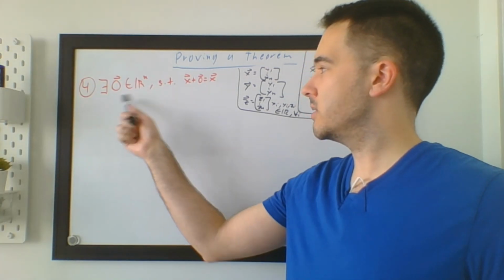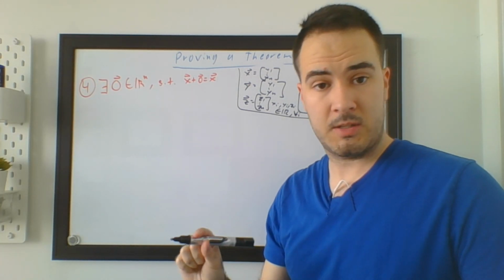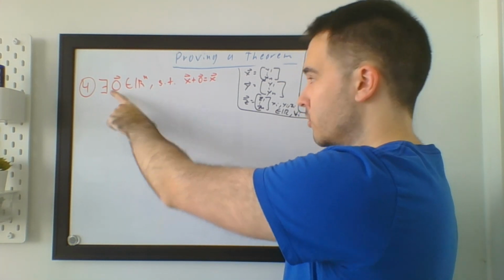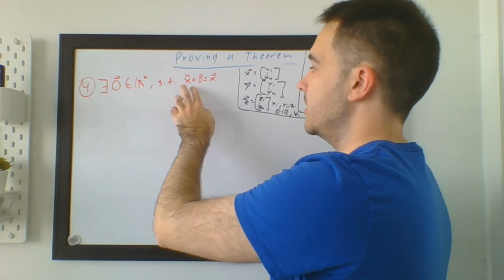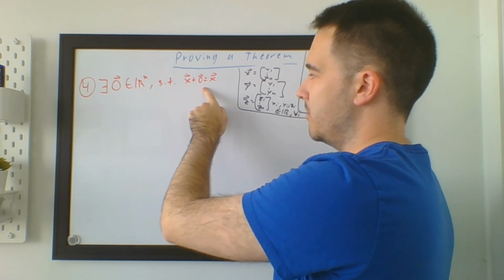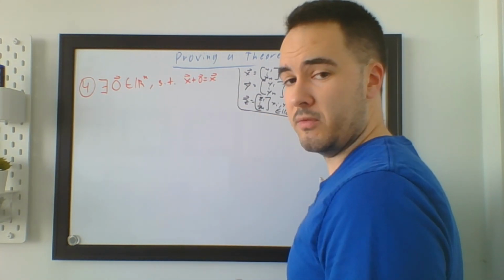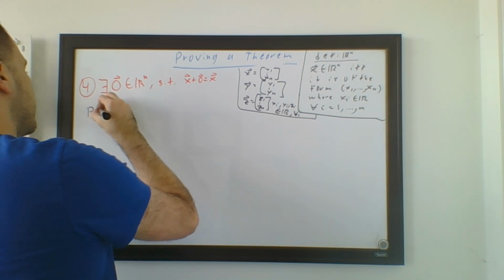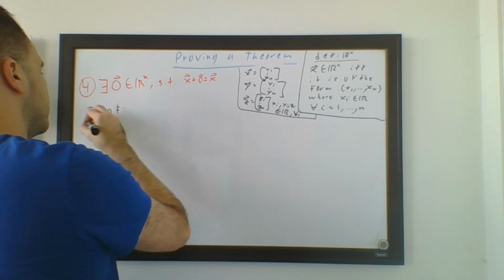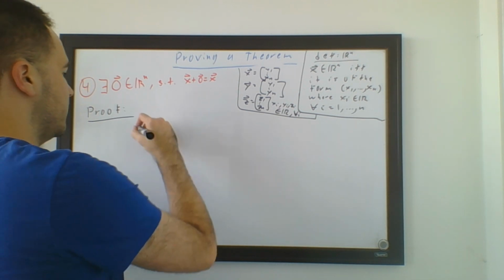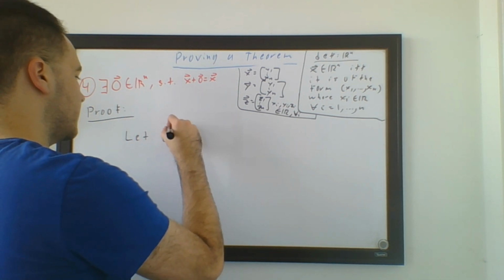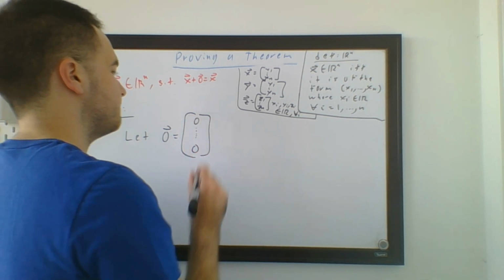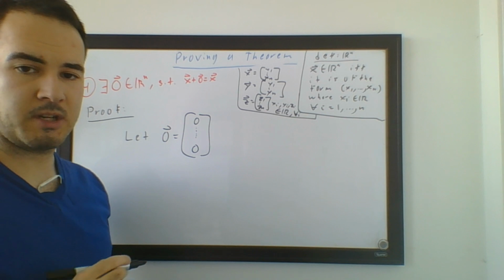So statement number 4 is our first example where we have a 'there exists' for it, which means we need to find a zero vector, prove that it is an element of Rn, and then show that x plus that vector is going to be itself again. It's going to be x again. So for our proof, we're going to say let the zero vector be something with n elements of 0.